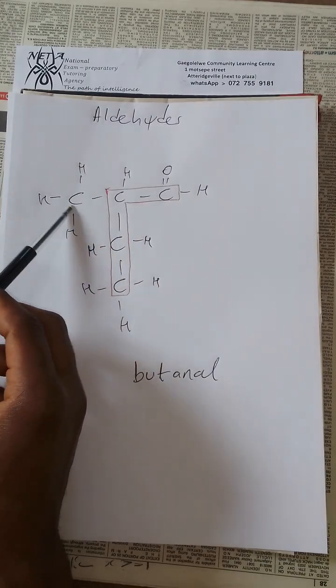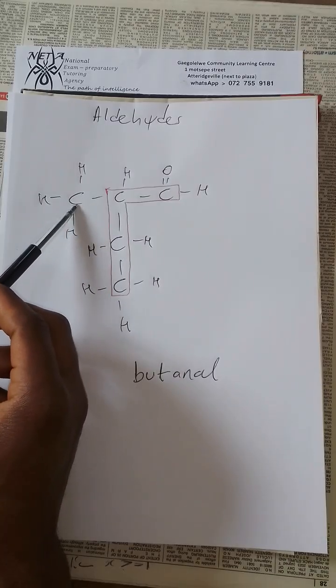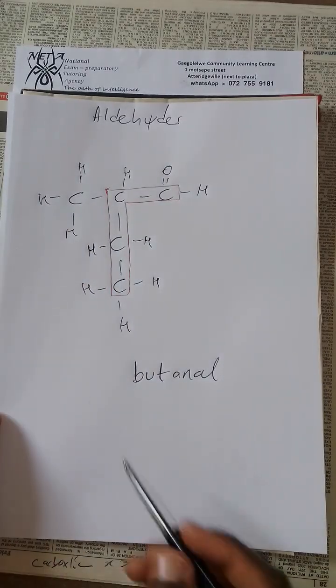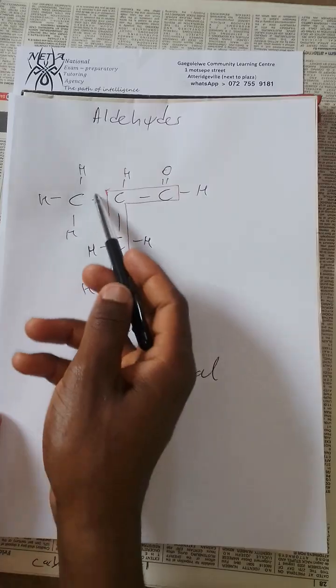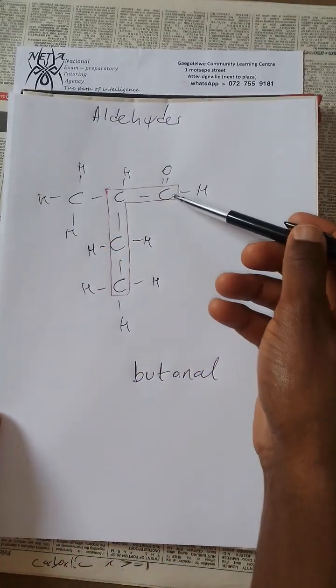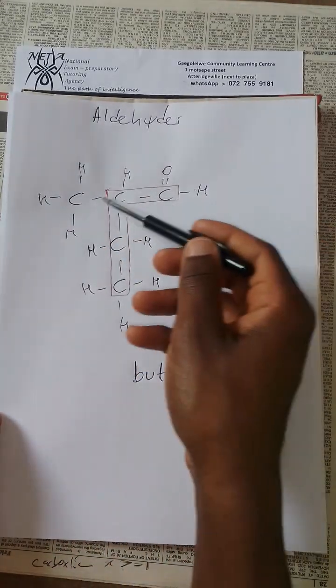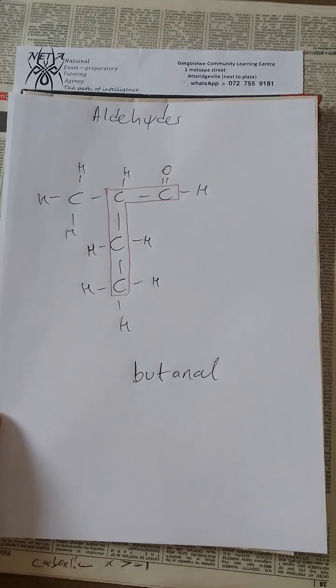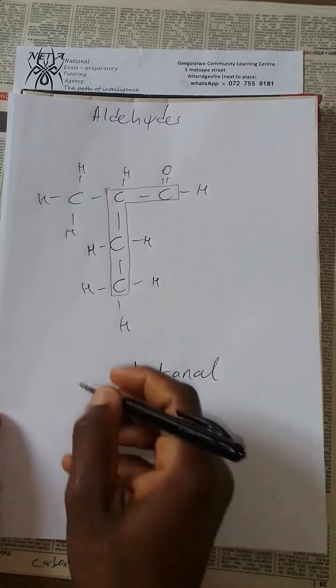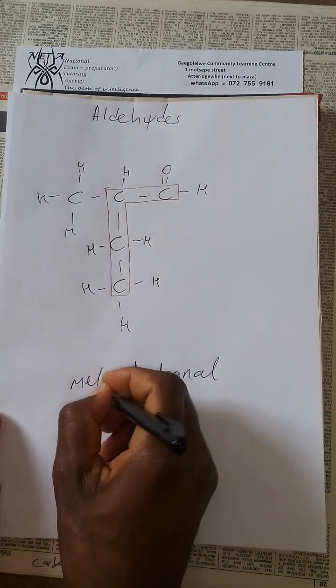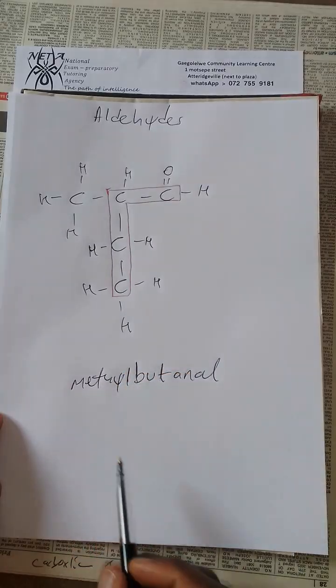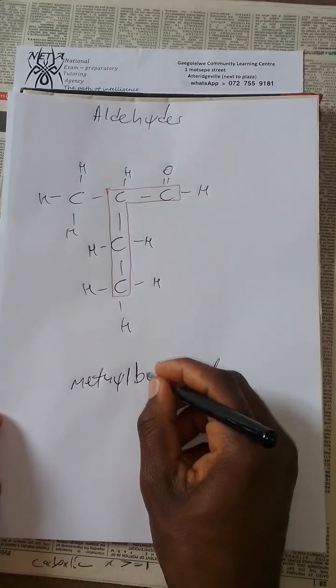And there is a chain that extends from the parent chain, and it must also be accounted for, together with its position. You can see that there is only 1 carbon that is extended from the parent chain, and 1 carbon, remember, is always represented by meth. Therefore, this is going to be methyl. Therefore, we have methyl butanal.